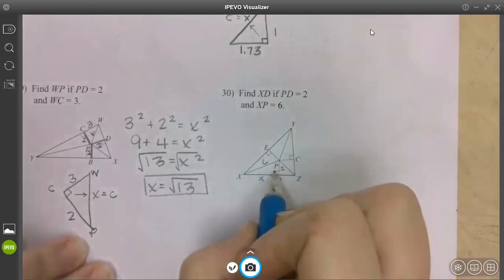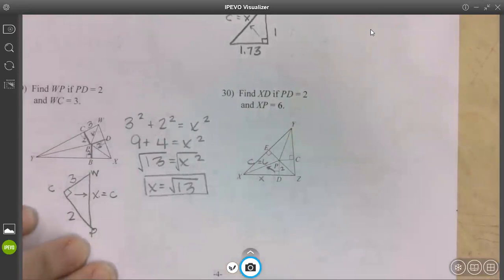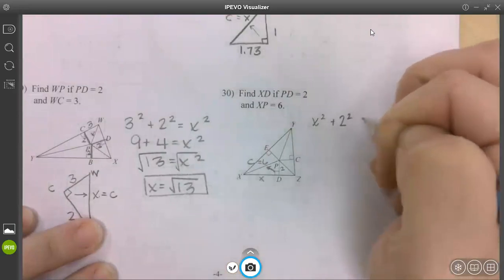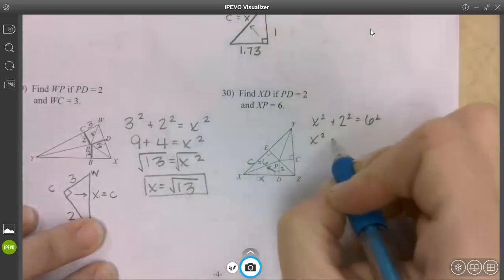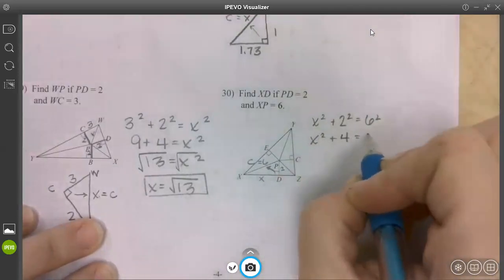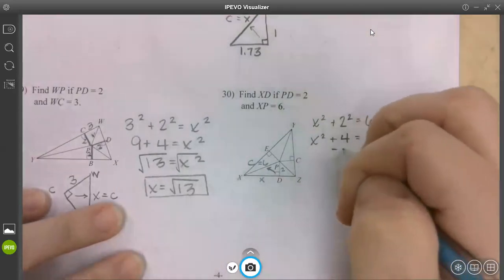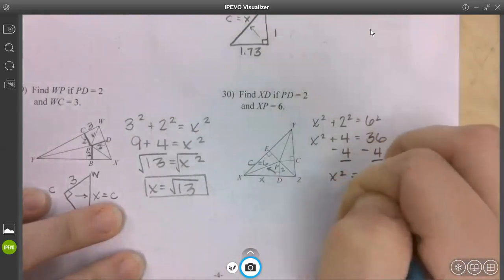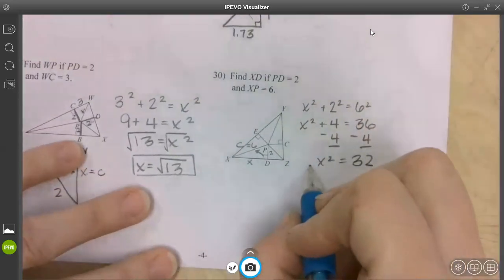The one that matters is across from the 90. So that one is going to be your C. So we're going to have X squared plus 2 squared equals 6 squared. That means X squared plus 4 equals 36. Subtract 4, I get X squared equals 32. And then we're going to take the square root.